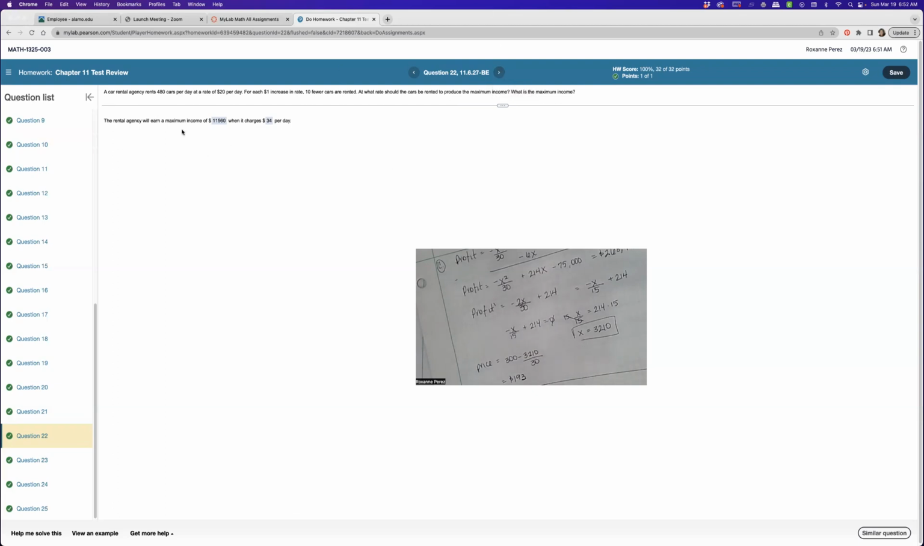So a car rental agency rents 480 cars per day at a rate of $20 per day. For each $1 increase in rate, 10 fewer cars are rented. At what rate should the cars be rented to produce the maximum income? And then what is the maximum income? So we are going to, let's start with the car rental price.